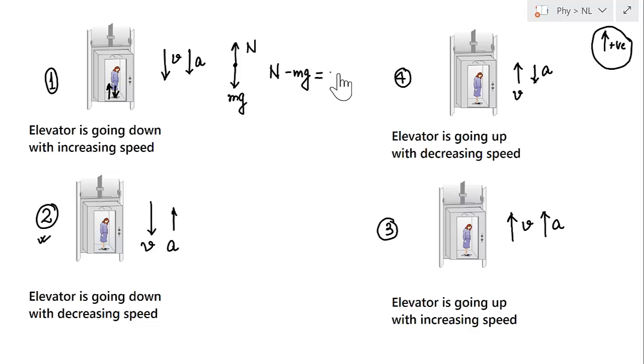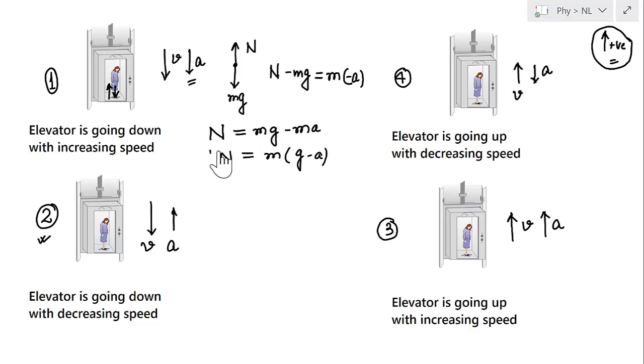So mass of this moment is m, and acceleration is in the downward direction, and I have assumed that the positive direction is the upward direction. So in this case, acceleration is again negative. From here I can calculate normal reaction, that is nothing but mg minus ma, or I can write this as m times (g minus a).